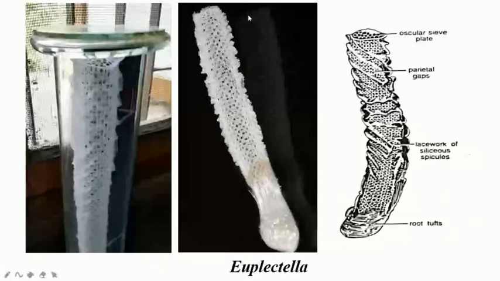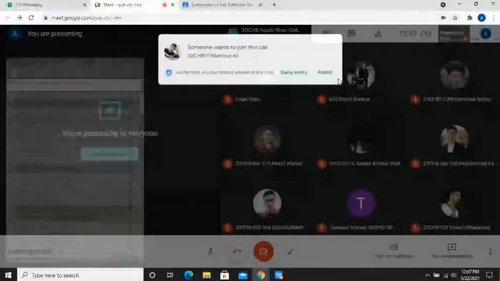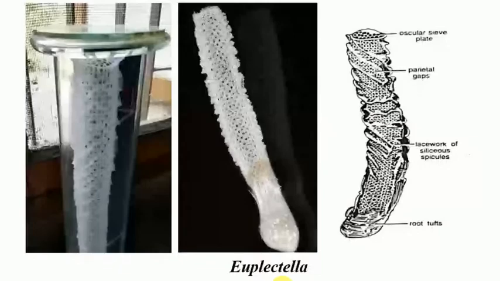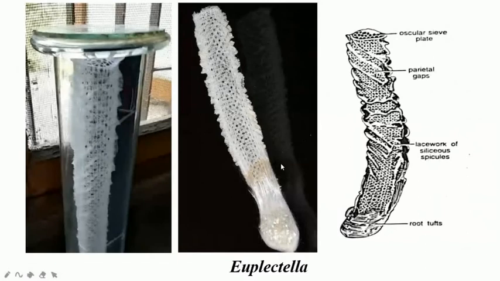Okay, so these siliceous structures basically look like glass fibers, and you can see here that at the posterior end there are tufts of roots. Okay, so these are root-like structures with fibrous tufts, and on the main body, over the cylindrical part, there is a lacy work of spicules.